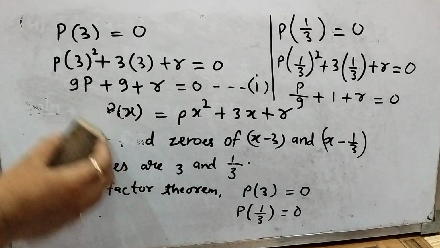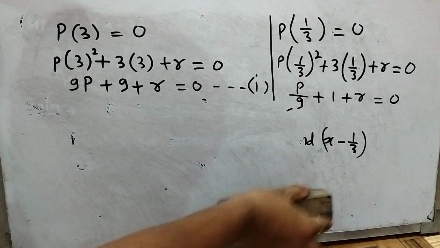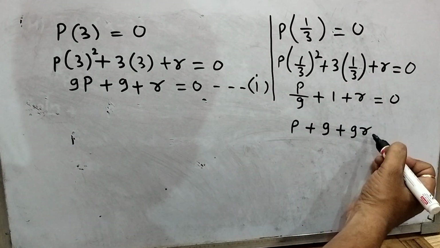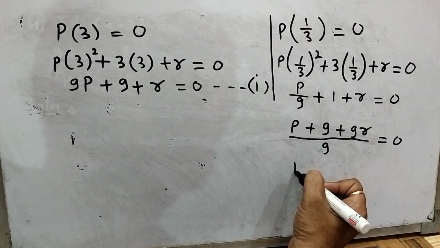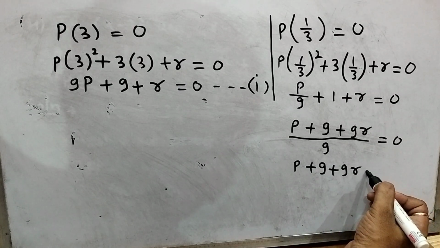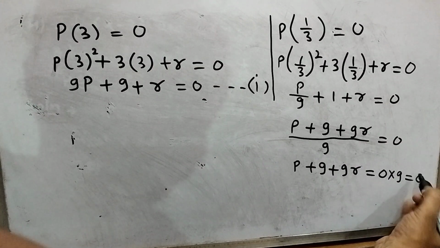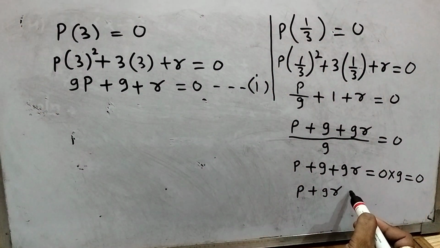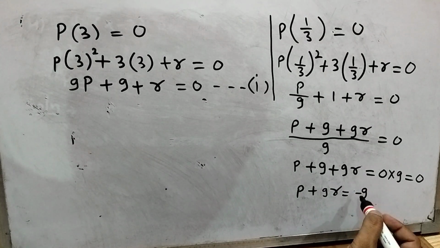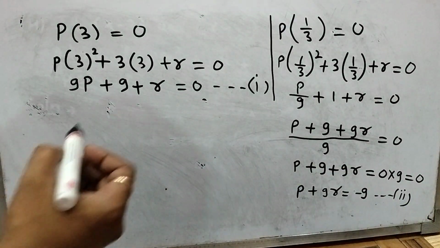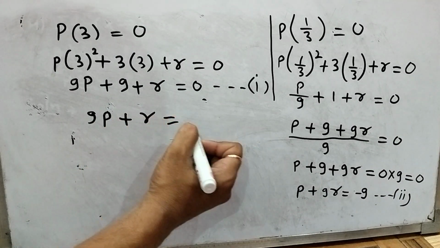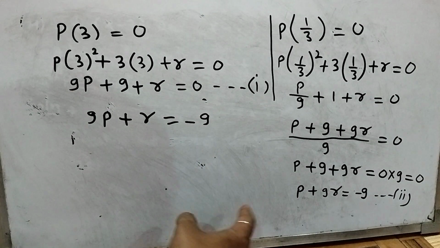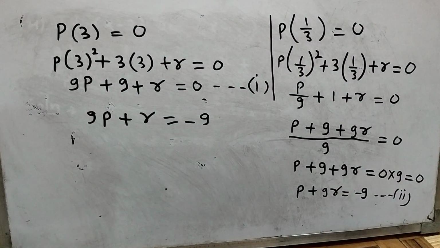Now if we take the LCM, we will get p plus 9 plus 9r whole upon 9 equal to 0. Multiplying by 9, p plus 9 plus 9r equal to 0. So we have p plus 9r equal to minus 9. This is the second equation, and the first equation is 9p plus r equal to minus 9. So now we have 9p plus r equal to minus 9, and p plus 9r equal to minus 9.